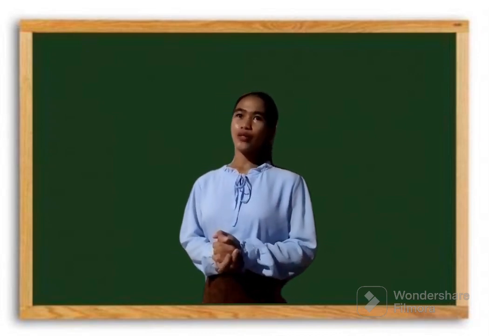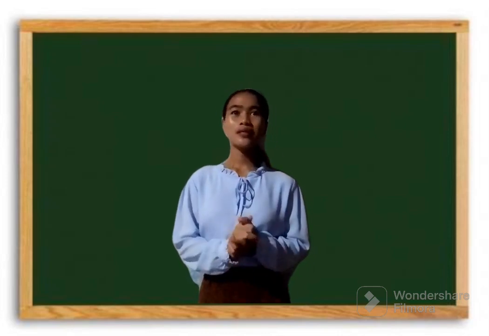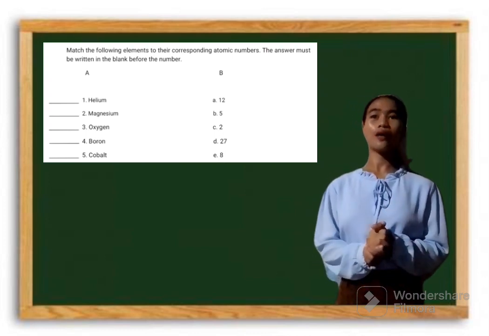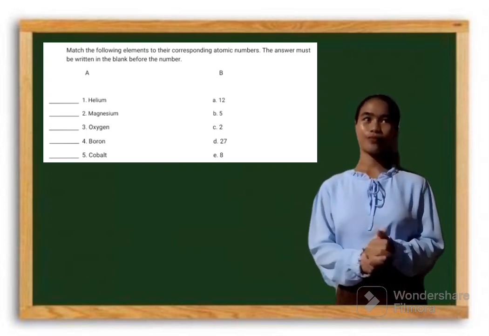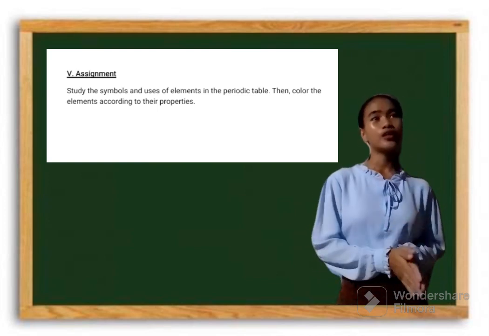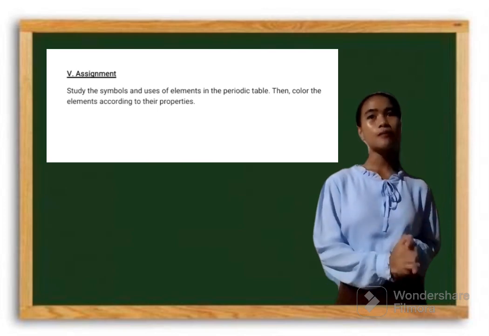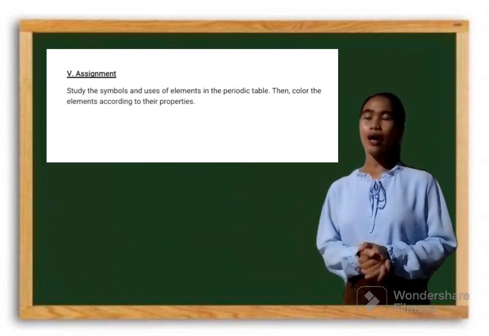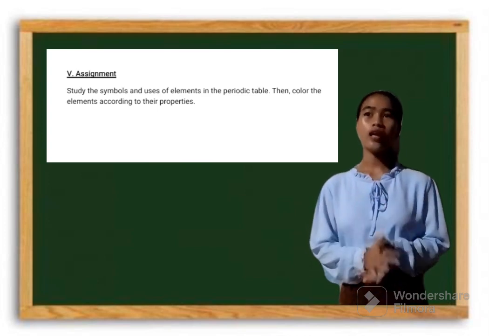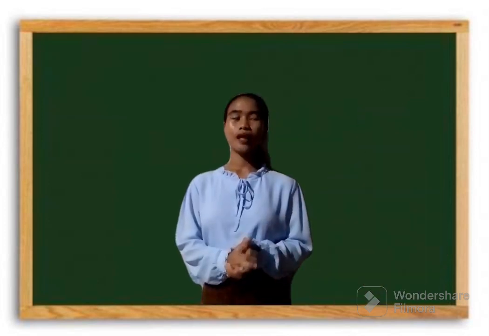Everyone, because you did great this time, I will give you a small quiz. This is just a matching type quiz. Okay, you just have to write your answers in the blank before the number. So for your assignment, you just have to study the symbols and uses of the periodic table of elements and color the elements according to their atomic properties and chemical properties. Okay, understood? Any questions? Okay, so because of that, class dismissed.